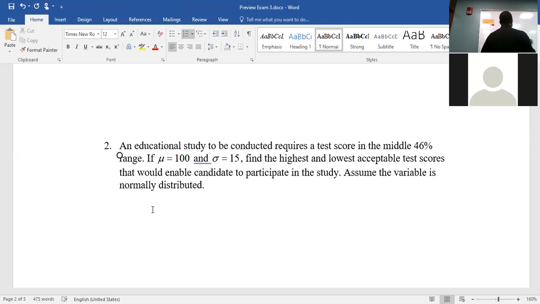Here, this study, for example, a practical example is, you want to conduct an experiment and you want people with, let's say, a normal blood pressure. And you want your normal blood pressure to be people that are in the middle 46% of the distribution.